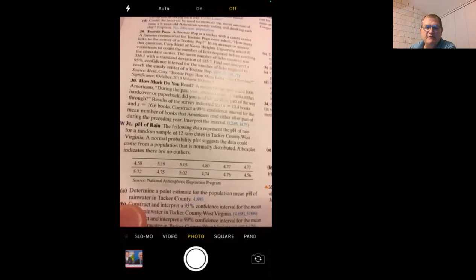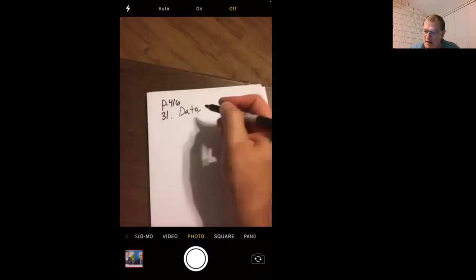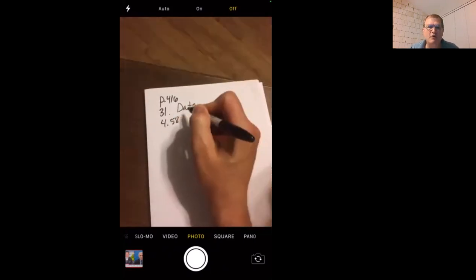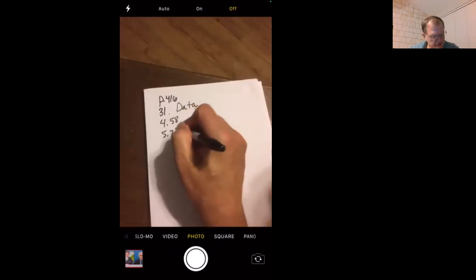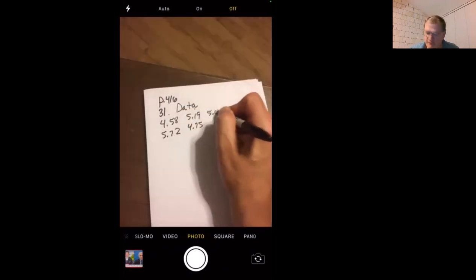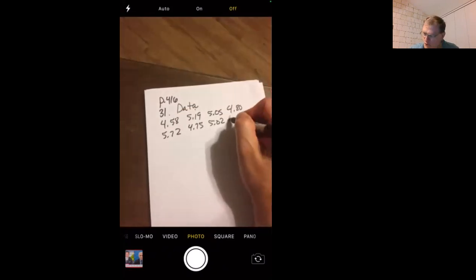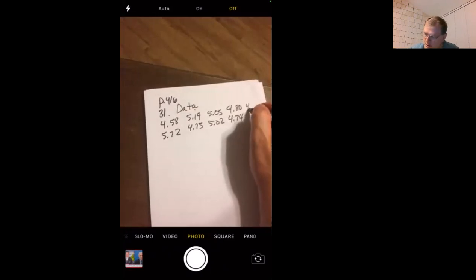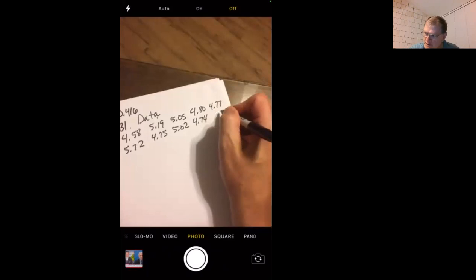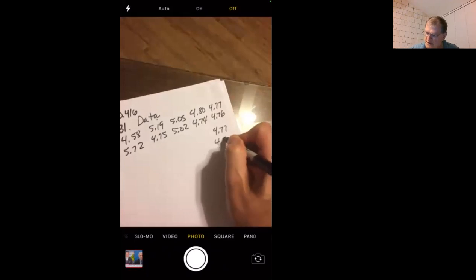Determine part A point estimate for the population mean pH. How do you think we're going to do that? Here's the data. There's just 10. I guess I could write it out. 4.58, 5.72 is the way they're listed in the book. 9, 4.75, 5.05, 5.02, 80, 4.74, 77, 4.76, and I ran out of room, so the last two pairs 4.77 and 4.56.